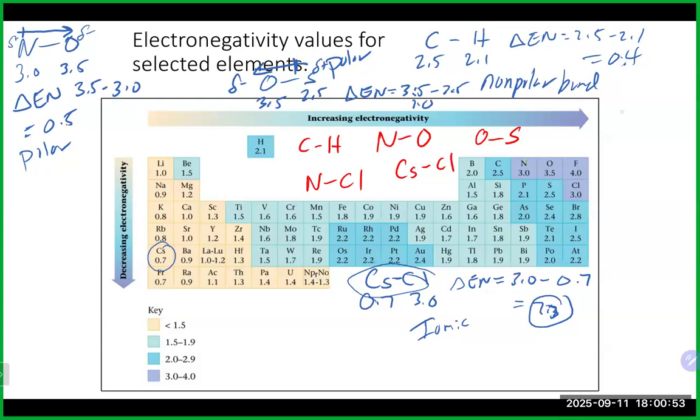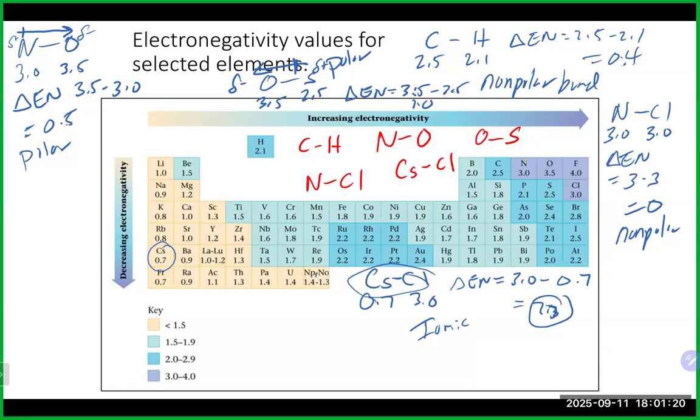The last one we have is nitrogen and chlorine. When I look at nitrogen there, it is 3. And when I look at chlorine, that looks like 3 as well. So that's going to give me a difference in electronegativity of 3 minus 3, which I believe is 0. So that is going to be a nonpolar bond in this case. It's actually a pure covalent bond as well. First off, any questions on how to use the electronegativity values?